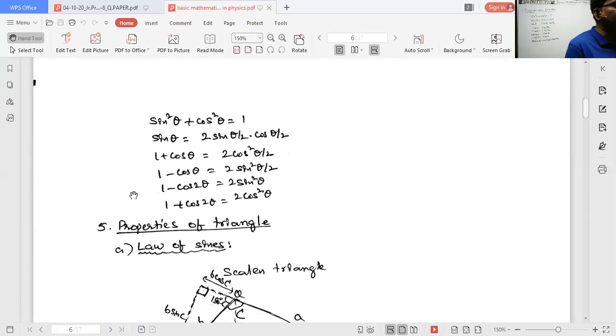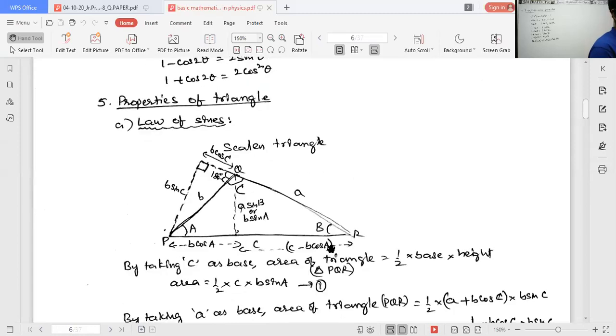In the next page, already I discussed these formulas. Sin square theta plus cos square theta is equal to 1. Sin theta is equal to 2 sin theta by 2 cos theta by 2. We can write 1 plus cos theta is equal to 2 cos square theta by 2. 1 minus cos theta is equal to 2 sin square theta by 2. Next, 1 plus cos 2 theta is equal to 2 cos square theta.